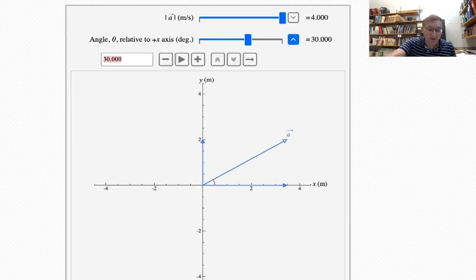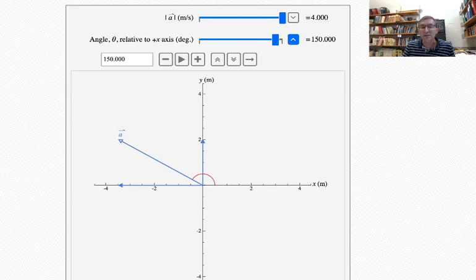I'm going to put in an angle of 150 degrees, positive 150. That means 150 degrees counterclockwise from the x-axis. There it is. There's the new vector. Notice it points into the second quadrant. And you can see how that animation has drawn the x and y scalar components. I'm going to draw my own picture now of that situation and have us calculate the components.